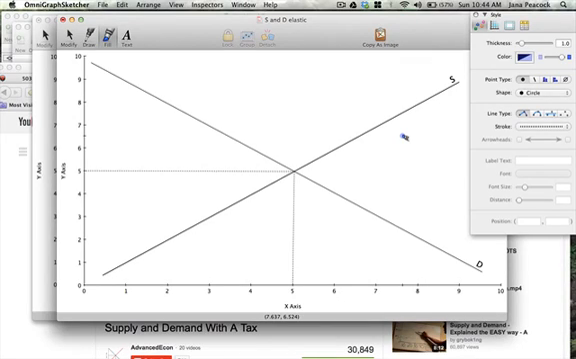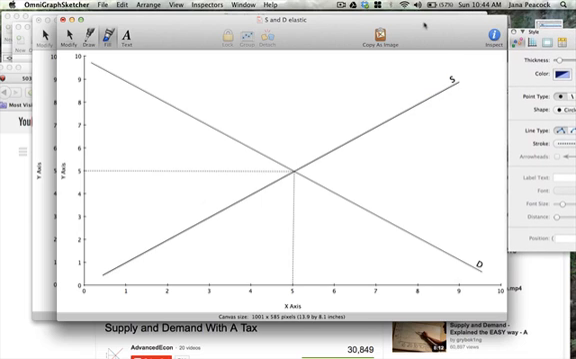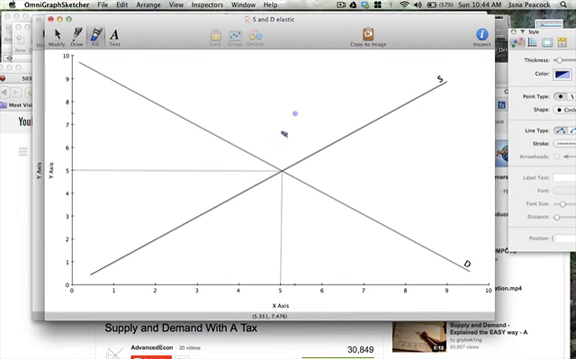Take a look at what happens when the government places a tax on an item. So here you see a graph of supply and demand that are both relatively elastic. I'm going to highlight consumer surplus and producer surplus.